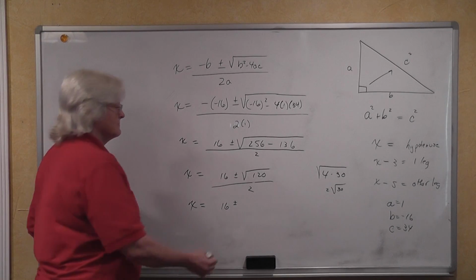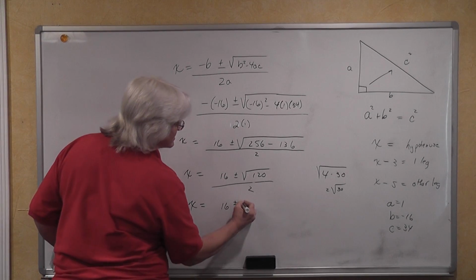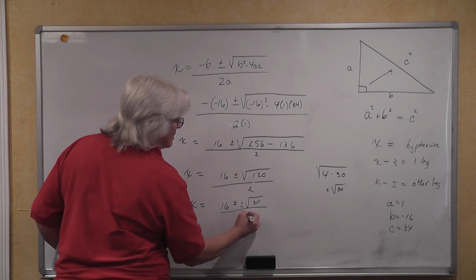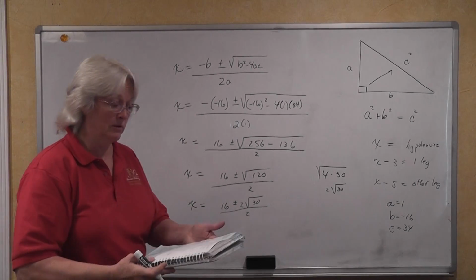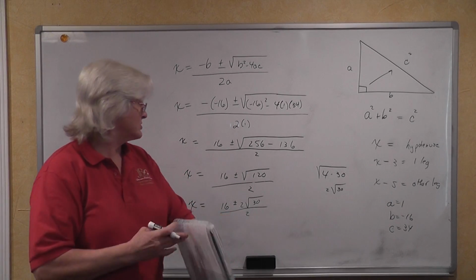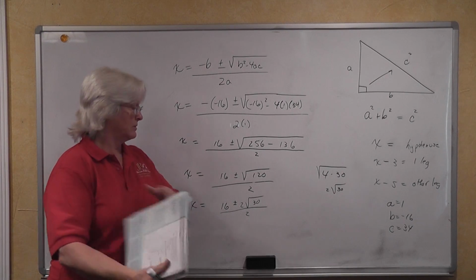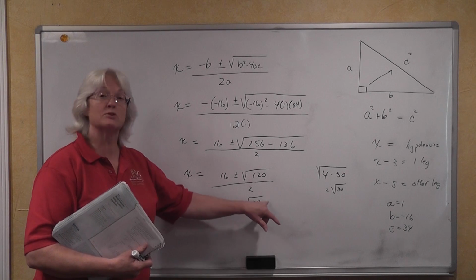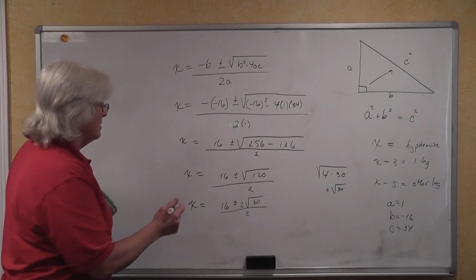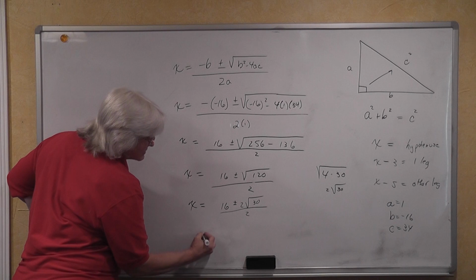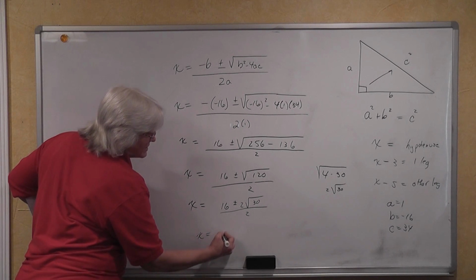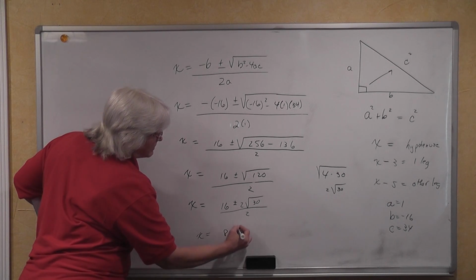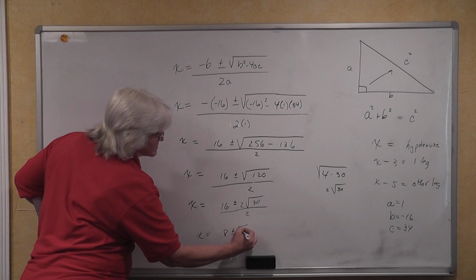Everyone all right with that? 16 plus or minus 2 times the square root of 30, all of this divided by 2. Let me make sure. Now we can cancel. We have 16 over 2 plus or minus 2 times the square root of 30 over 2. We end up with a value of x is equal to 8 plus or minus the square root of 30.